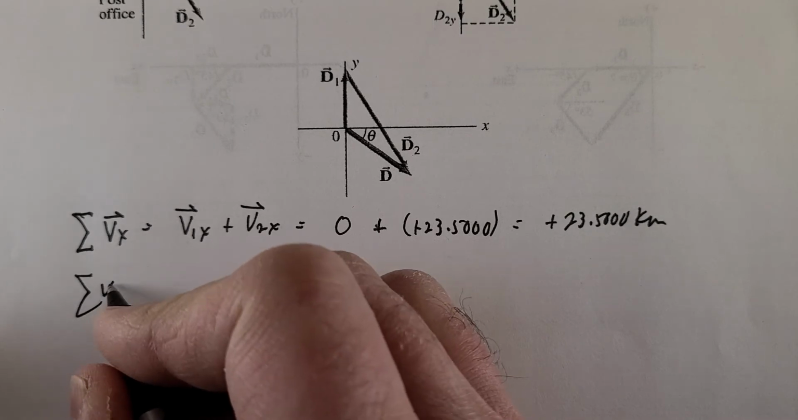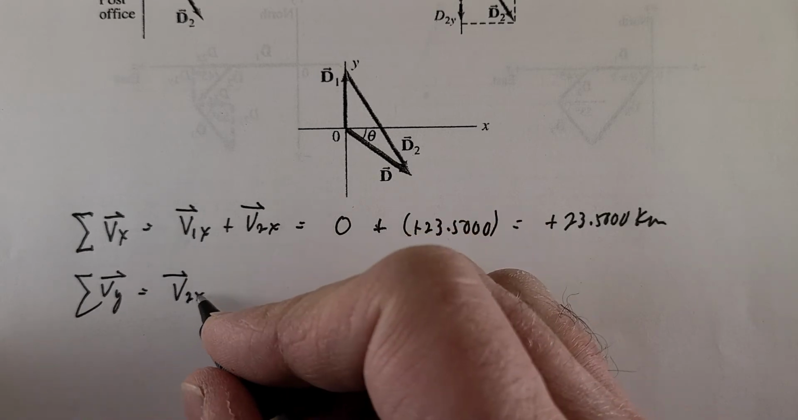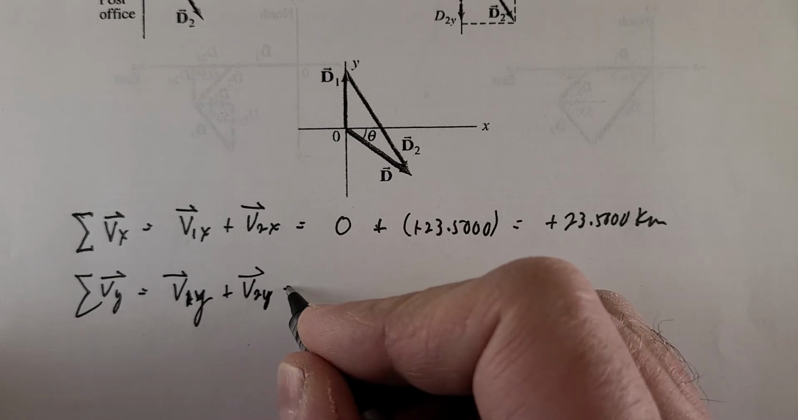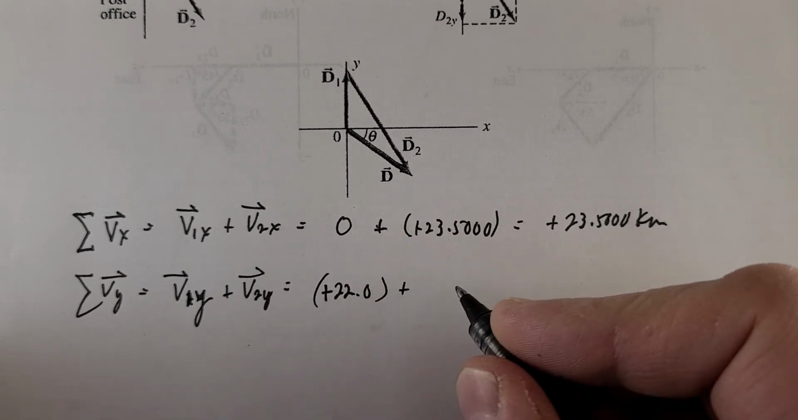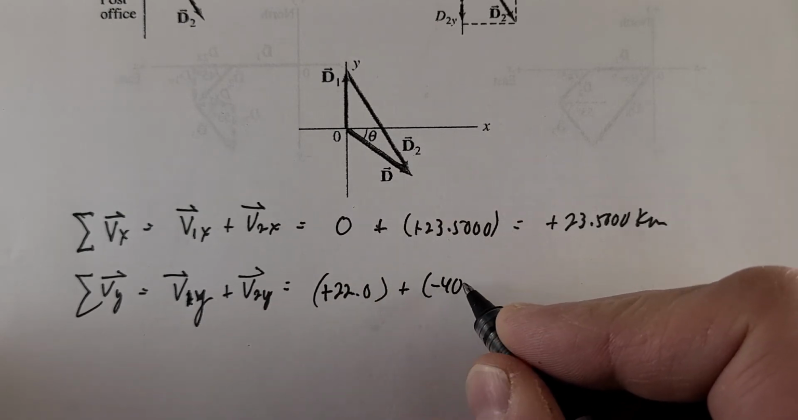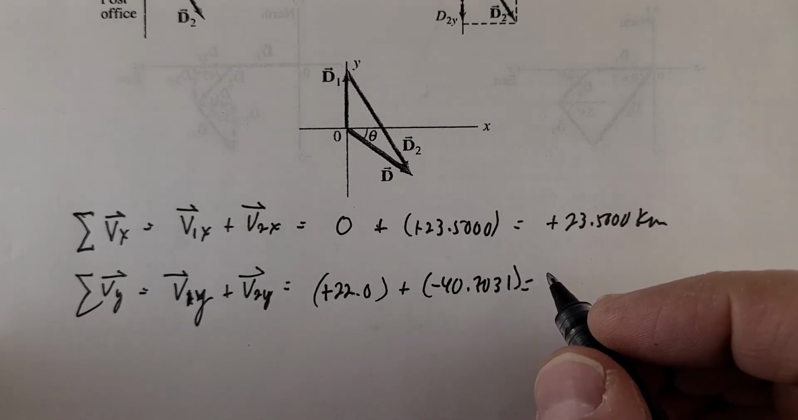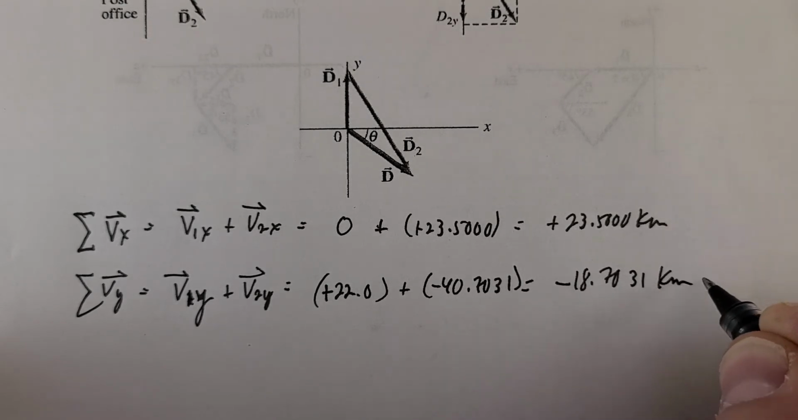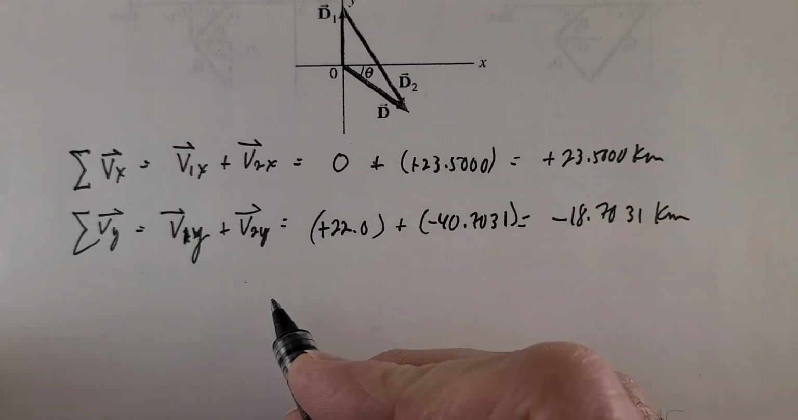And adding up all the y direction vectors, V1y and V2y, so my two y movements. My first movement was 22 kilometers in the positive, and my second one was negative 40.7031. So that's going to give me a grand total of negative 18.7031 kilometers. Okay, so now those represent the components of the resultant vector. So I can start with either one. I'm going to start off with this one.